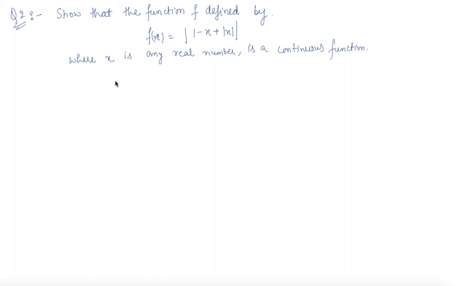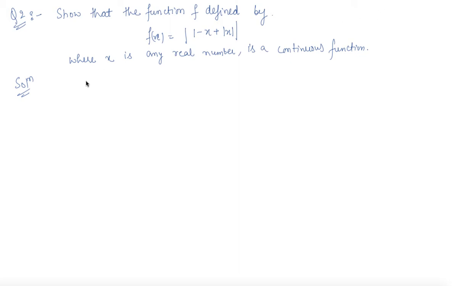Here is question number 2, which states: show that the function f defined by f(x) equals mod of (1 minus x) plus mod of x is continuous. We can check the continuity of this function using the concept of composite functions.